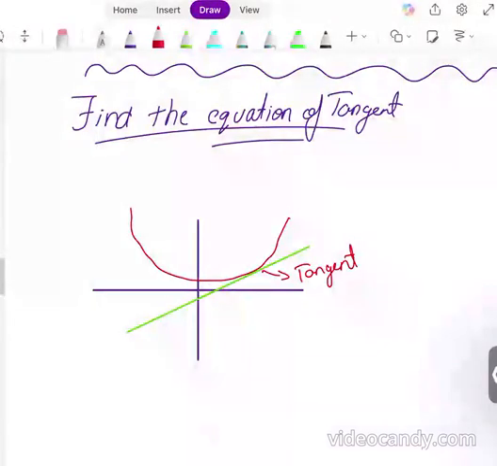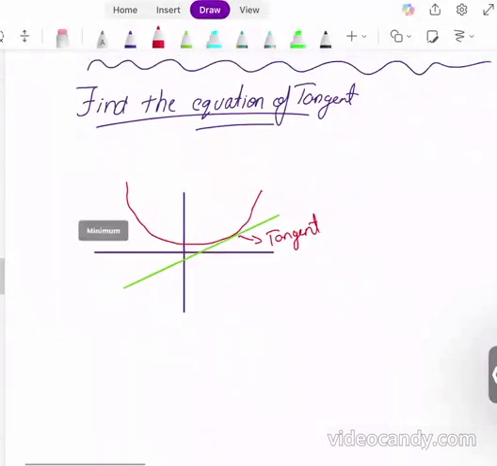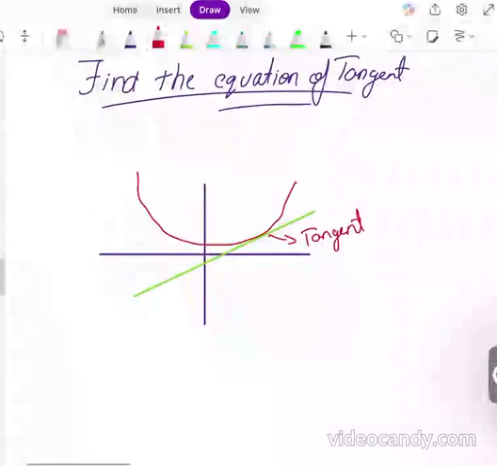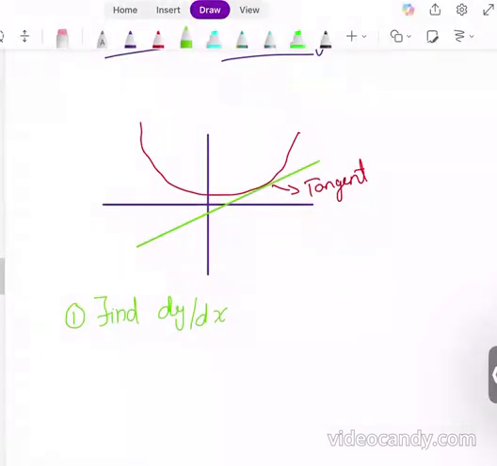Okay, so there are some steps you need to understand to find the equation of the tangent. Step number one is to find dy over dx. That's basic. You can see in each question we have to apply and find dy over dx. Then we find the gradient of the tangent.